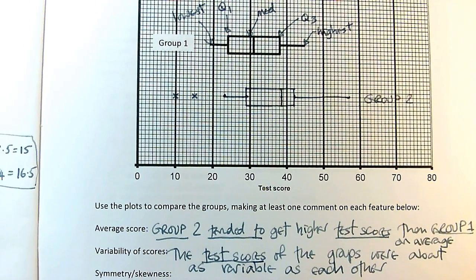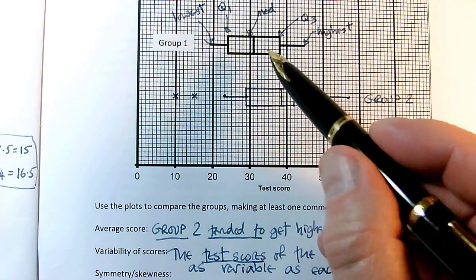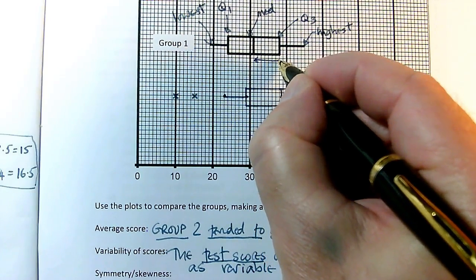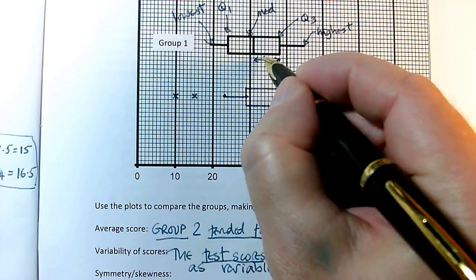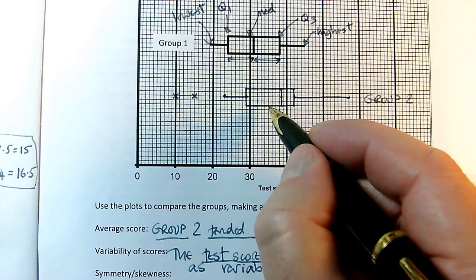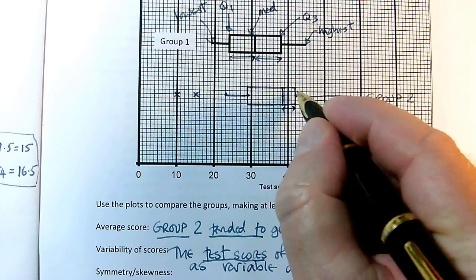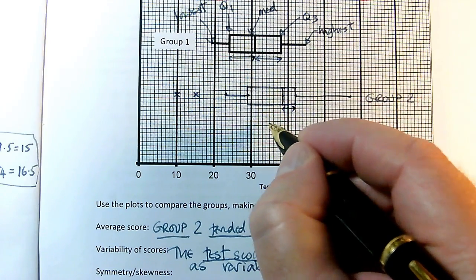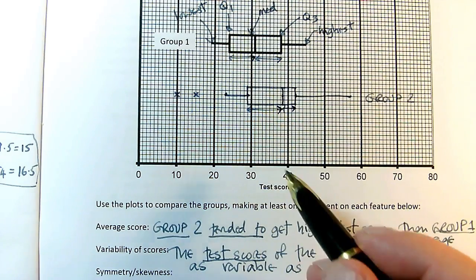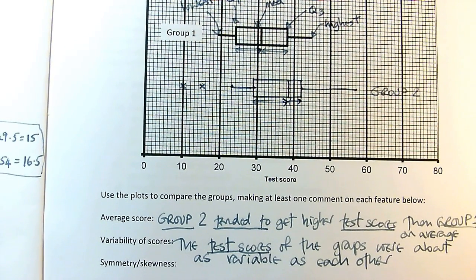Symmetry and skewness. Well, the first one, group 1, has similar scores, which means that the spread of the scores above the median, so here are the scores between the median and the upper quartile, and the gap there is about the same as the gap between the median and the lower quartile. Whereas for this group here, I can see that the 25% of scores immediately above the median are much more compressed than the groups below the median. So this is called skew. And because it's the scores below the median that were more spread out, I can say this is negative skew.